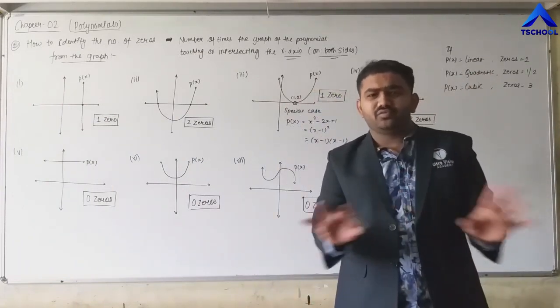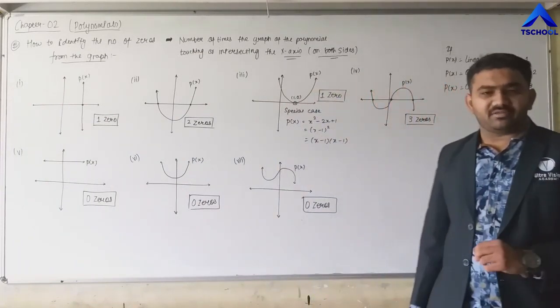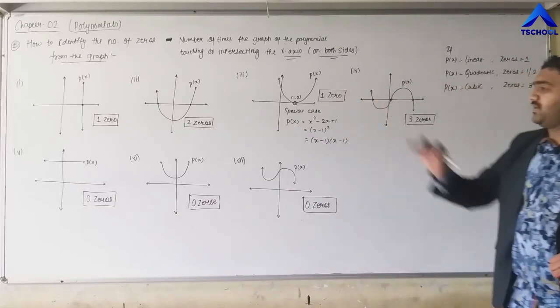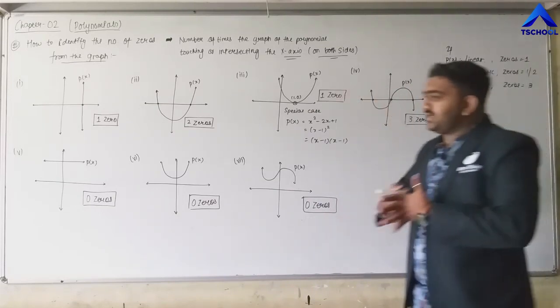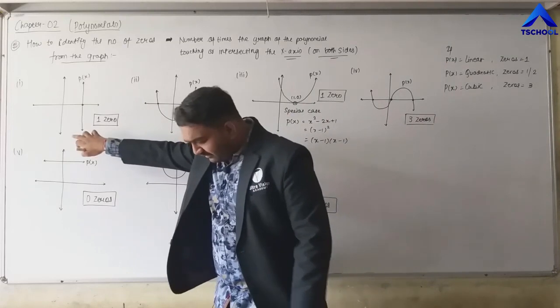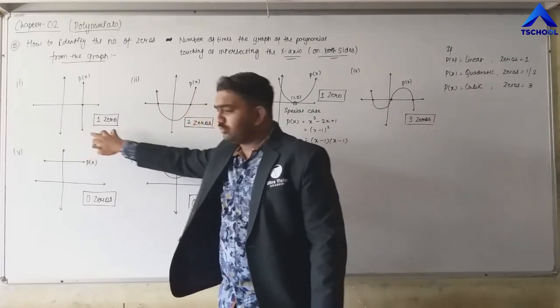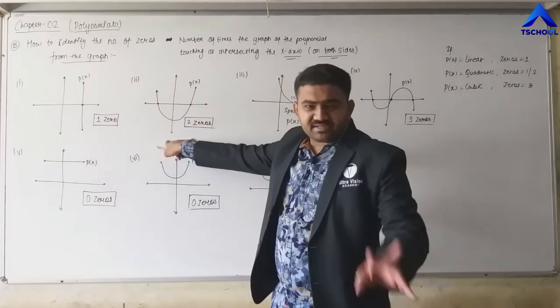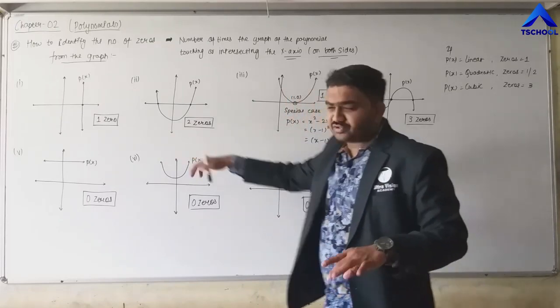So there is no such thing that you cannot identify, right? Simply again take a look over here. In the first case, it is intersecting the x-axis at 1 point, so it will have 1 zero. It is intersecting the x-axis at 2 points, so there will be 2 zeros.